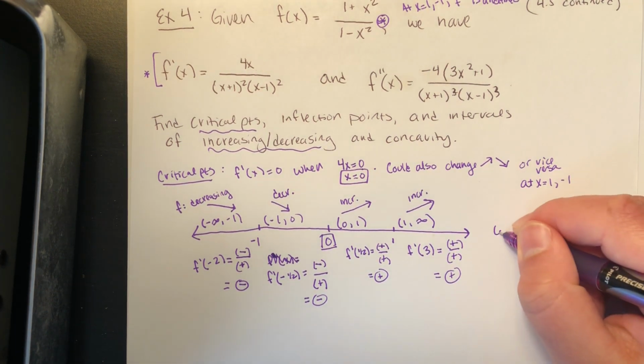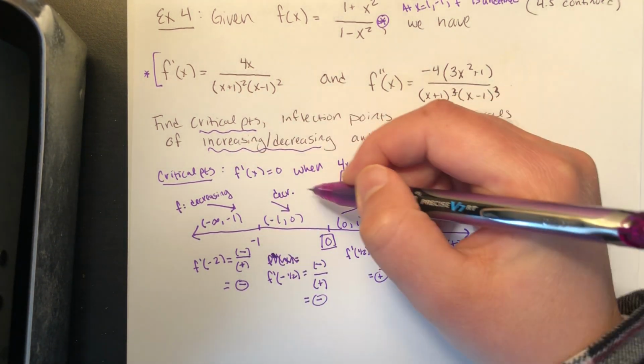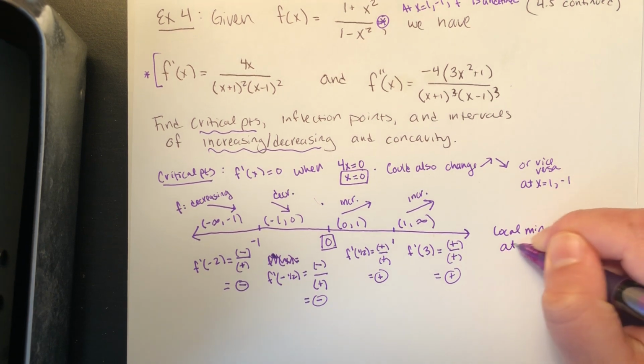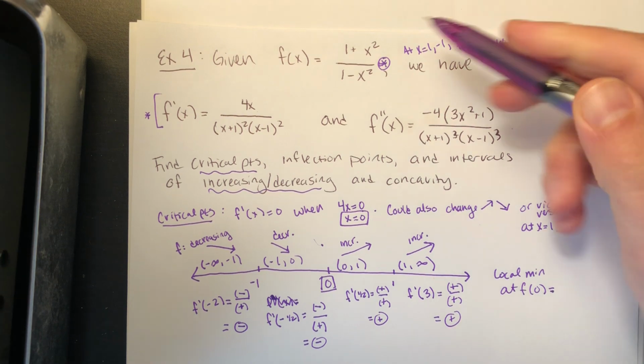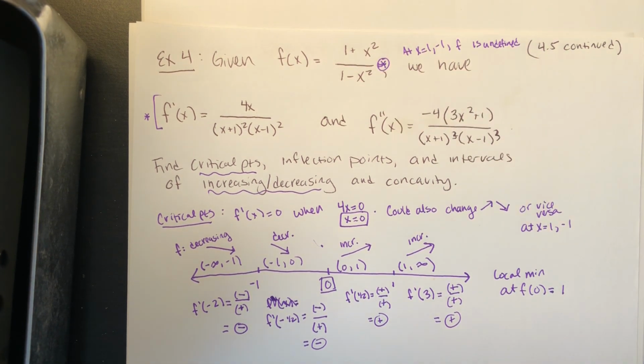All right, now, the only critical point was at 0, and we did indeed change from decreasing to increasing there, so we're going to end up having a local, let's see, if we're going down to up, that's going to be a local min at f of 0. F of 0, of course, if we plug that into our original function, is going to be 1 plus 0 over 1 minus 0, which is 1.